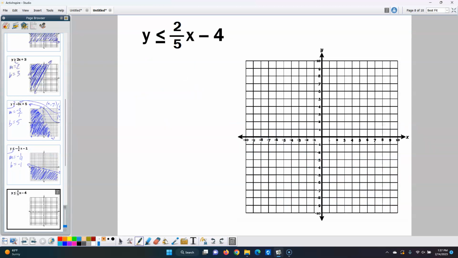Next, same kind of ordeal. I've got y is less than or equal to 2/5 x minus 4. I'm going to go down here to negative 4. It's my y-intercept. And then I'm going to go up 2 and over 5. I could also go down 2 and over 5 right there. It's going to be a solid line. And I know that I'm going to be shading below the staircase. Why? Because it says y is less than that stuff. So it's going to be below the staircase right here.